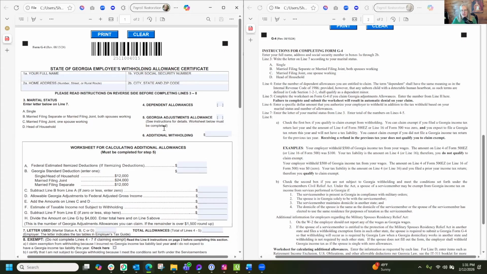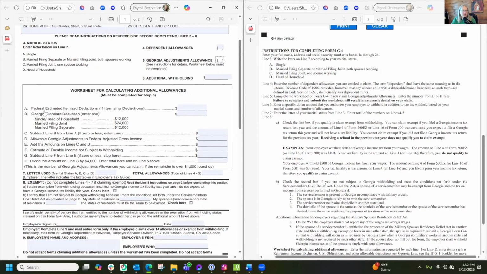And on line 4, you're going to enter the number of dependents, allowances you are entitled to claim. The term dependent shall have the same meaning as in the Internal Revenue Code of 1986, provided, however, that any unborn child with a detectable human heartbeat, such terms as defined in Code Section 1-2-1, shall qualify as a dependent minor. Down here you've got your federal estimated itemized deductions, if itemizing deductions.